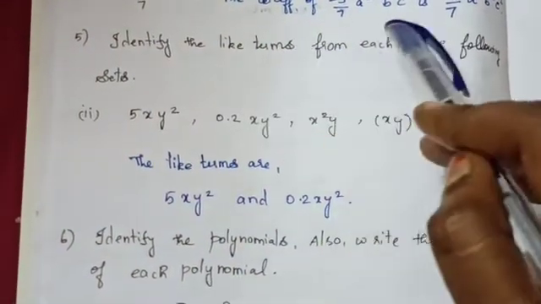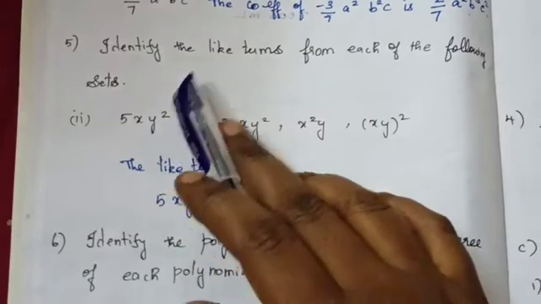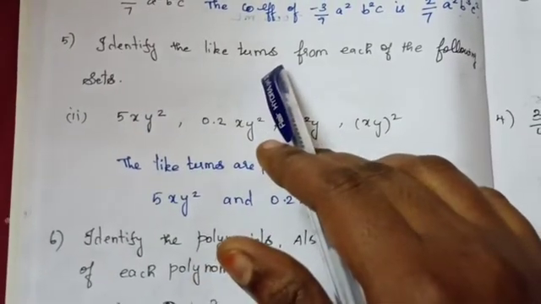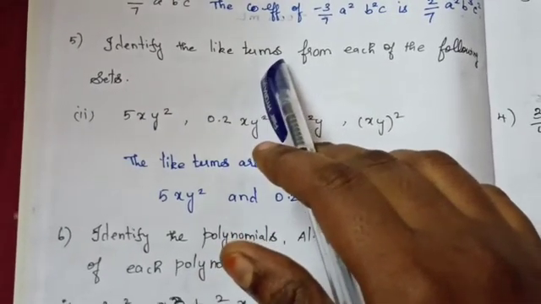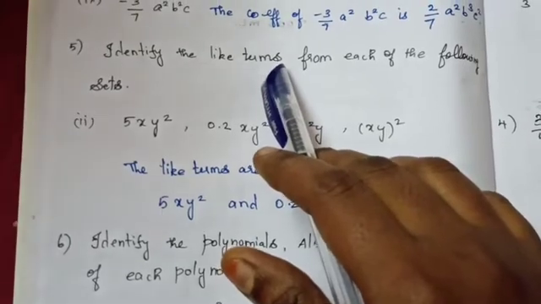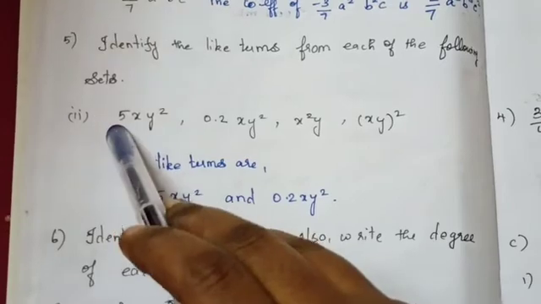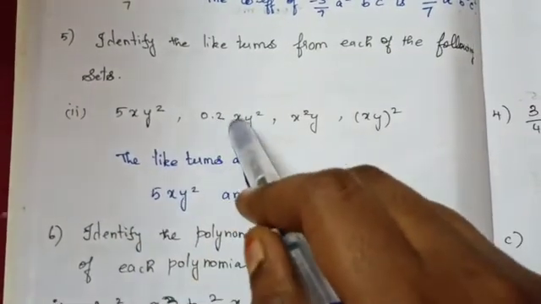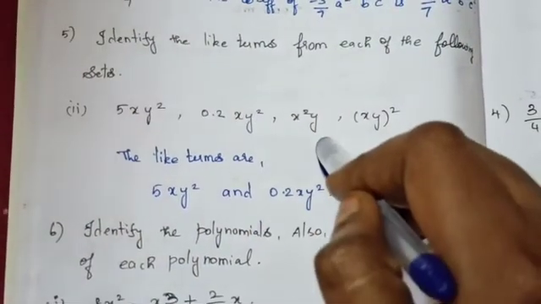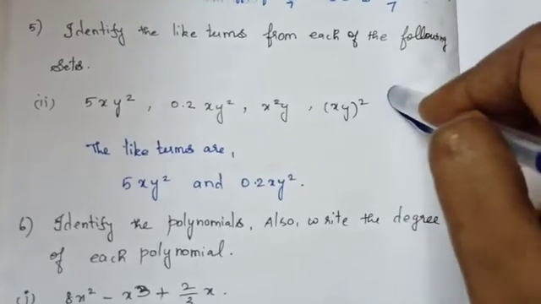Identify the like terms from each of the following sets. You already know like terms. Like terms means the variables are the same. Otherwise, they are called unlike terms. So the first sum: 5xy square, 0.2xy square, x square y, (xy) the whole square.